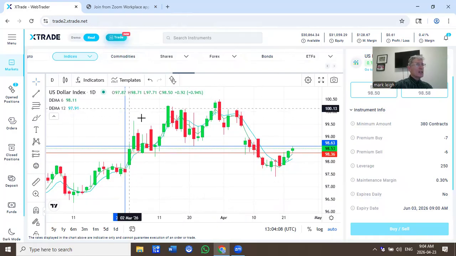US dollar index daily chart. You can see third consecutive green candlestick, support at 98.36, resistance 98.63. Demand for US dollars continuing into today, into the US session. A little bit of a wick at the top of this body.